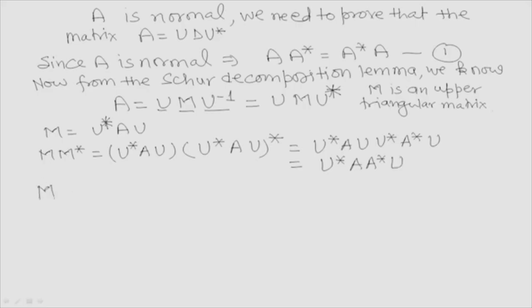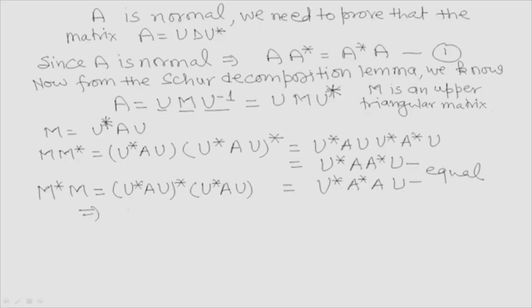Now, in the same way, if I find M star into M, M star will be again U star A star U, and then M will become U star A U. This comes out to be U star A star A into U. Now, since we have assumed that A is normal, these two things are equal. So from here I can write M into M star equals M star into M. Let me write it as relation number 2.